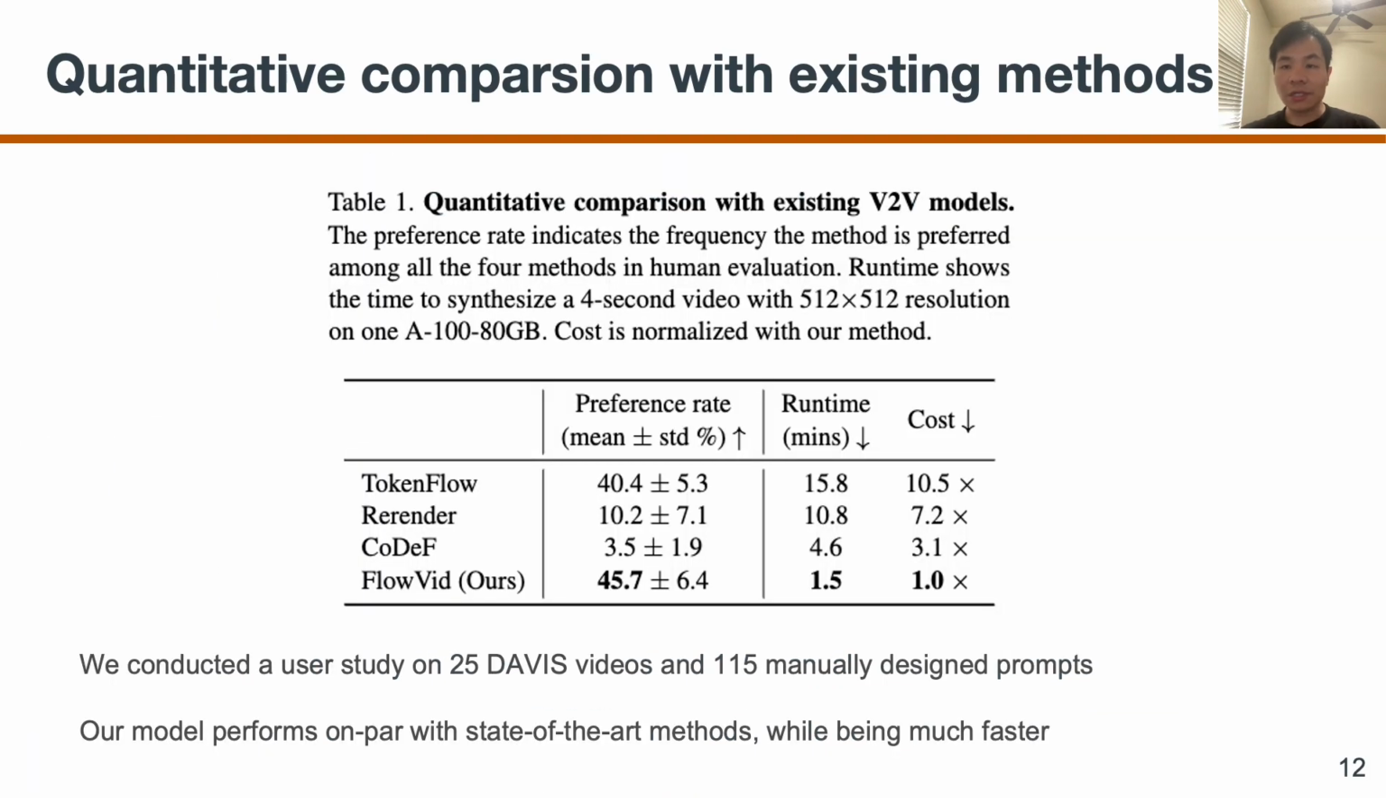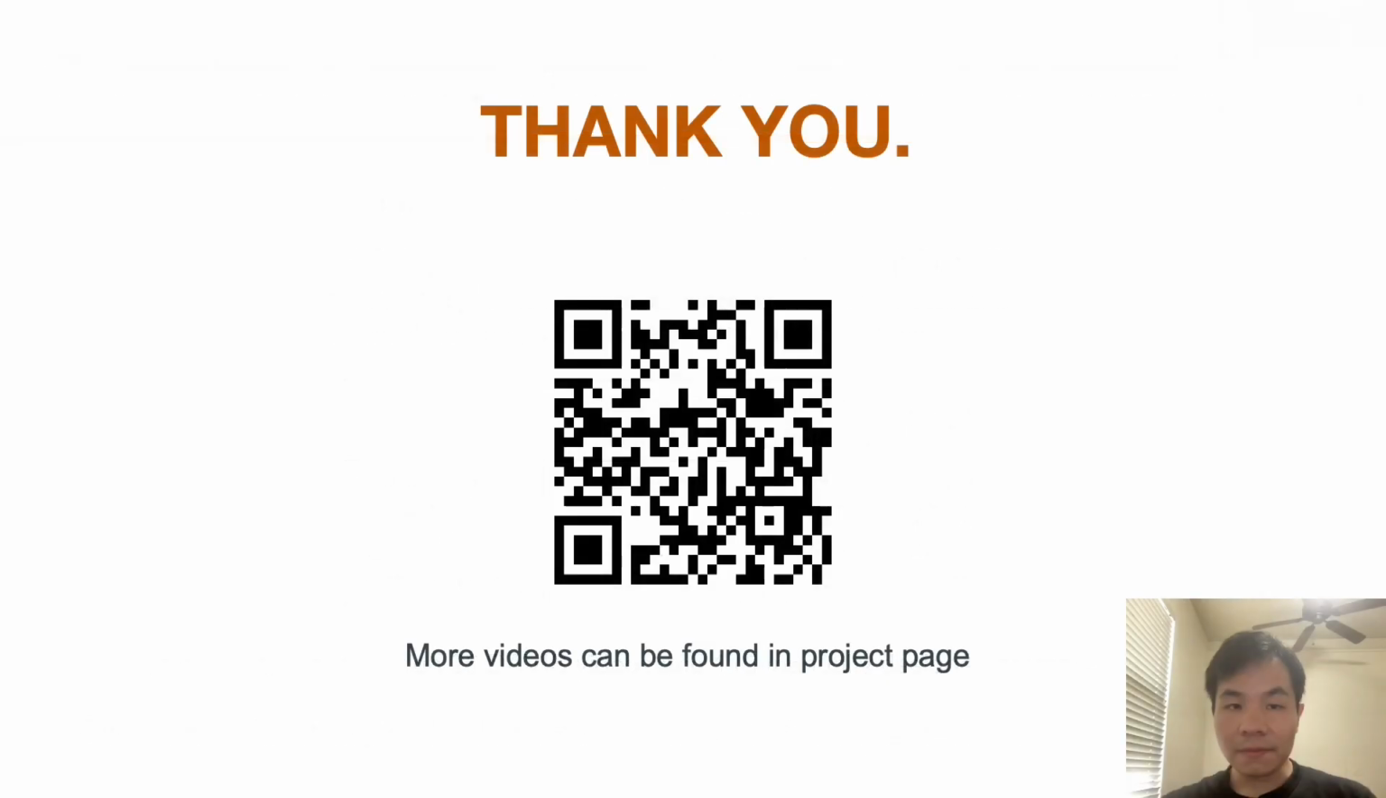We also did a user study containing 25 DAVIS videos and 115 prompts. Each user is presented with 4 videos and is asked to select the best video. Our model achieves a comparable performance preference rate with TokenFlow. We also test the runtime to generate a 4-second video at 30 FPS. Our model is much faster than existing methods.